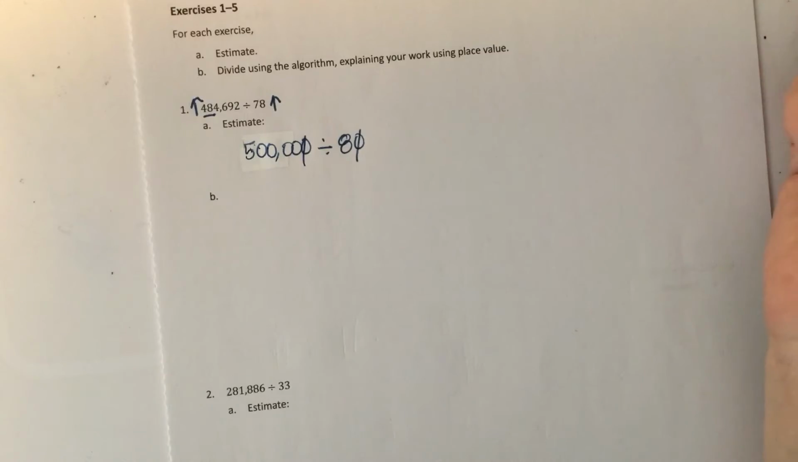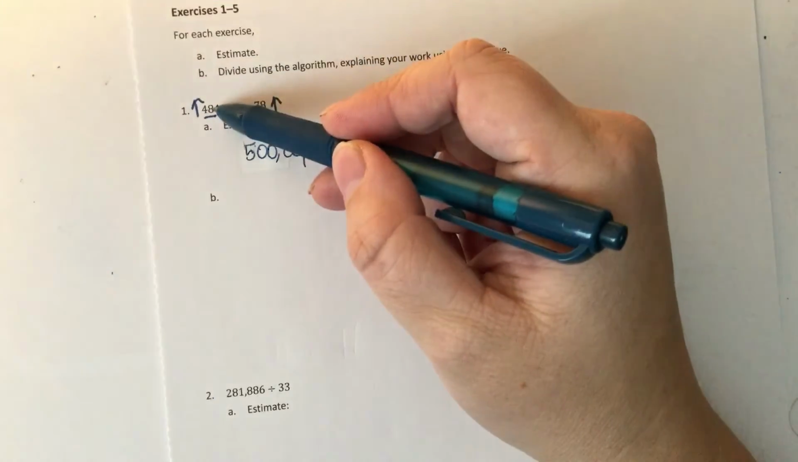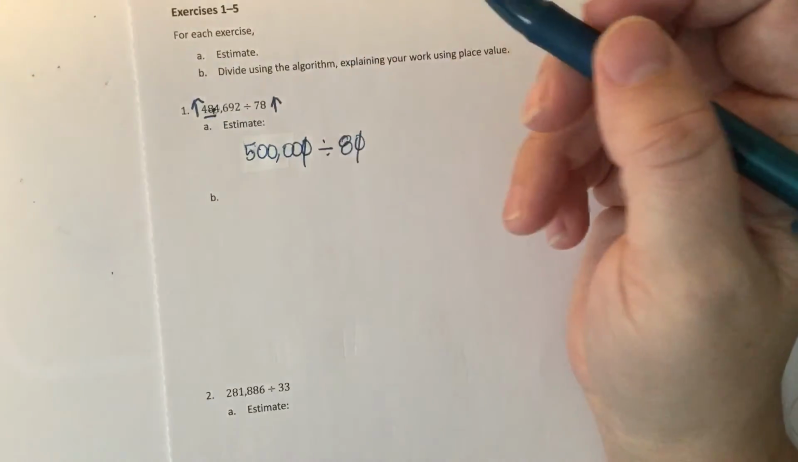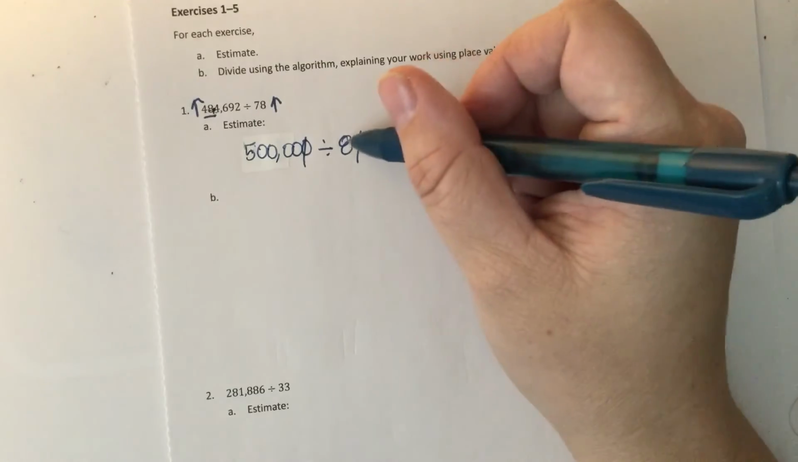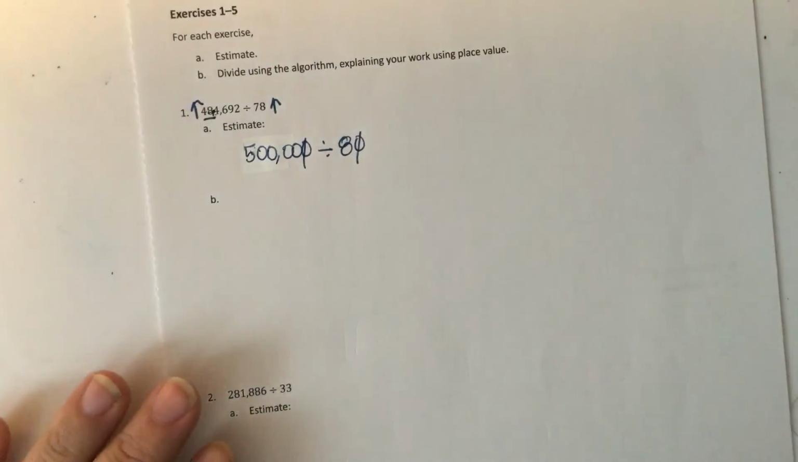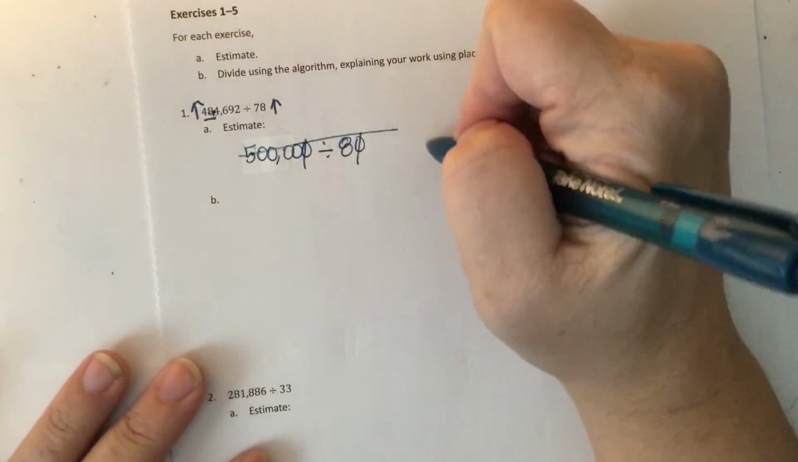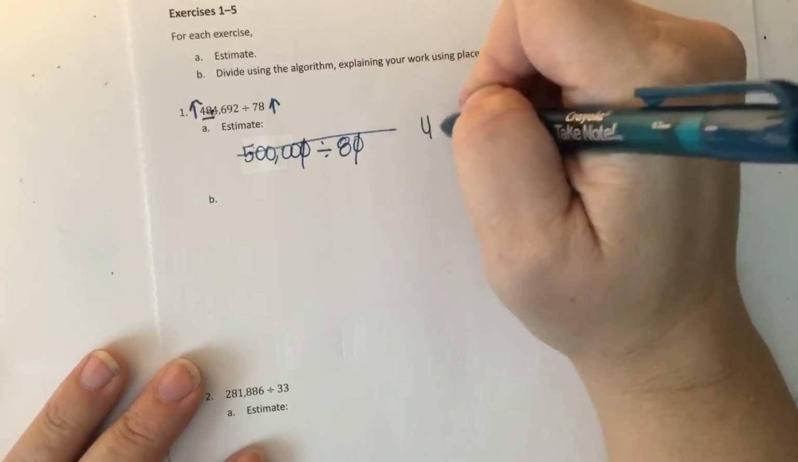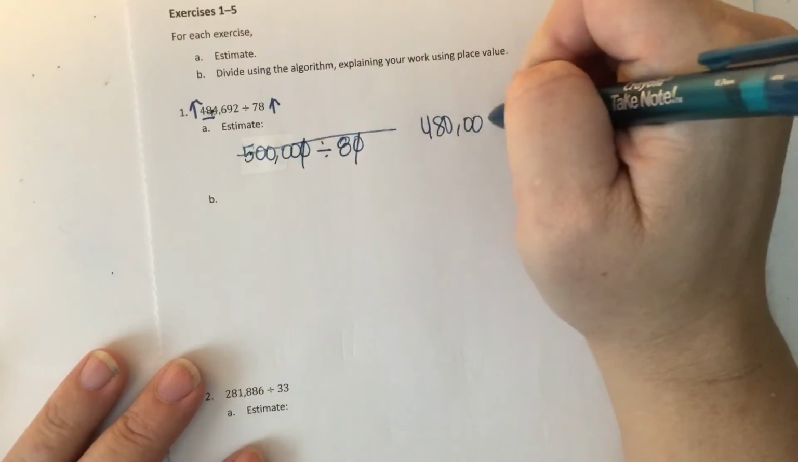Ooh, that's still going to give me a bad number. But if I go to 48,000, ooh, I wonder if I go to 480,000. Ooh, it would go in 6 times. Let's try that. Cross it out. So let's go 480,000. See, sometimes you have to change your estimation.